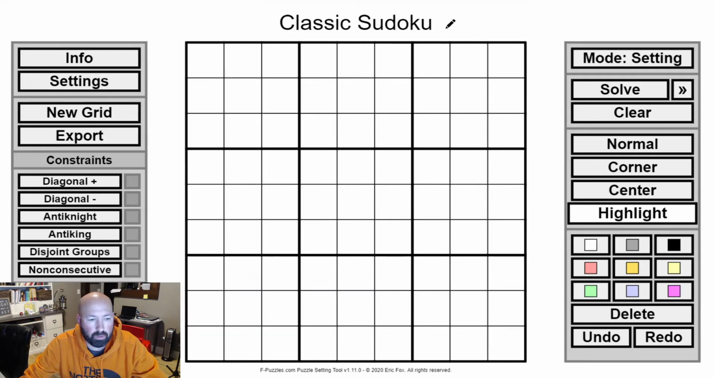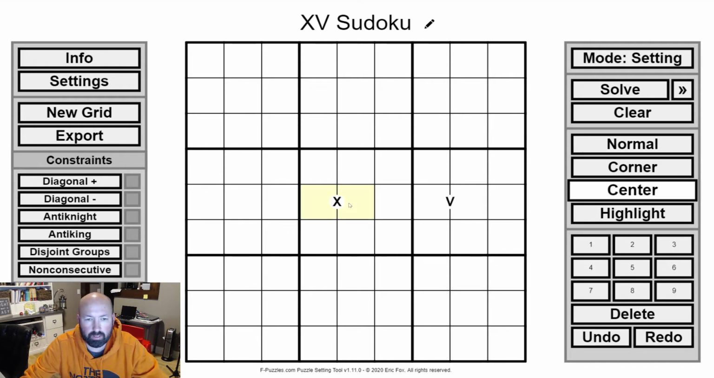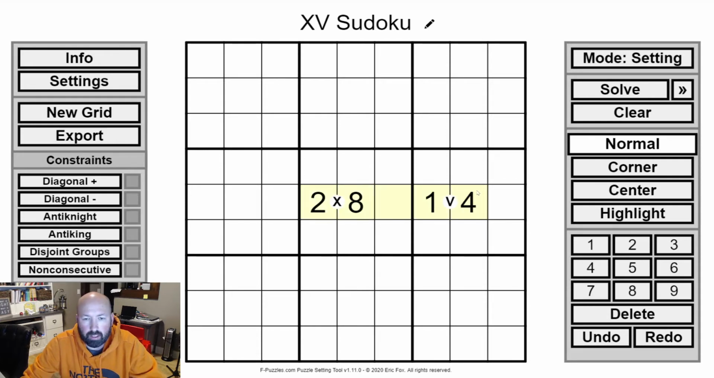So the way XV works is you will find X's and V's on the lines between two cells, and if there's an X between two cells, that means they sum to 10, like the Roman numeral 10. And if there's a V, it means they sum to 5. So for example, you could have a 2 and an 8 on an X, and you could have a 1 and a 4 on a V.